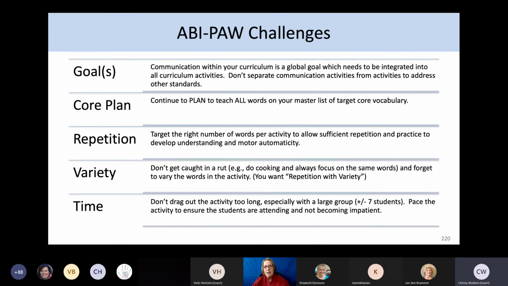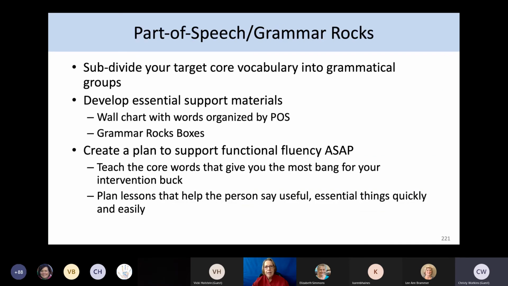Please read through some of these activity-based instruction challenges. I would say the biggest challenge with activity-based instruction is variety. People get stuck in a rut. They say, well, we do a lot of cooking in our classes, and I bet you do in special needs classes. And you tend to focus on the same words over and over and over. So we have to make sure that we're working our plan, that we have our master list, and with all the different activities you're doing with lots of repetition, you're not just using the same 5 to 15 words all year long. So take a look at that.